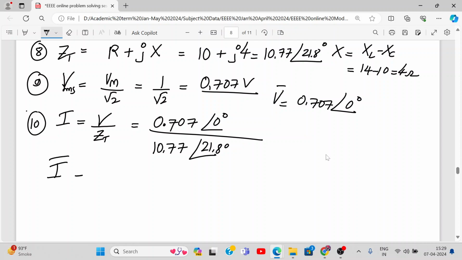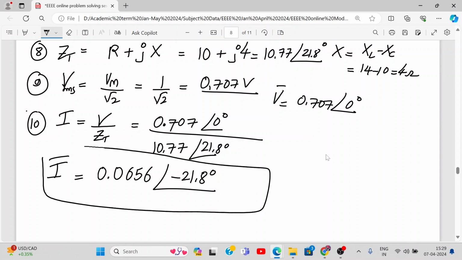What is the current in vector form? 0.707 divided by 10.77, how much is the value? It's very small. 0.0656, is it? And the angle is minus 21.80. This is the current.